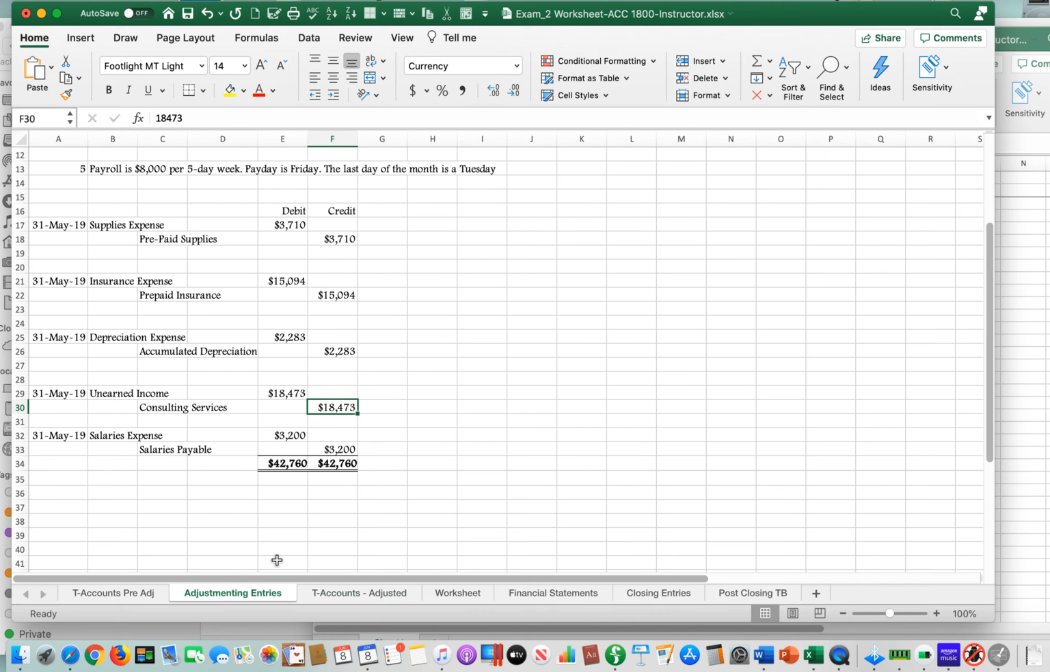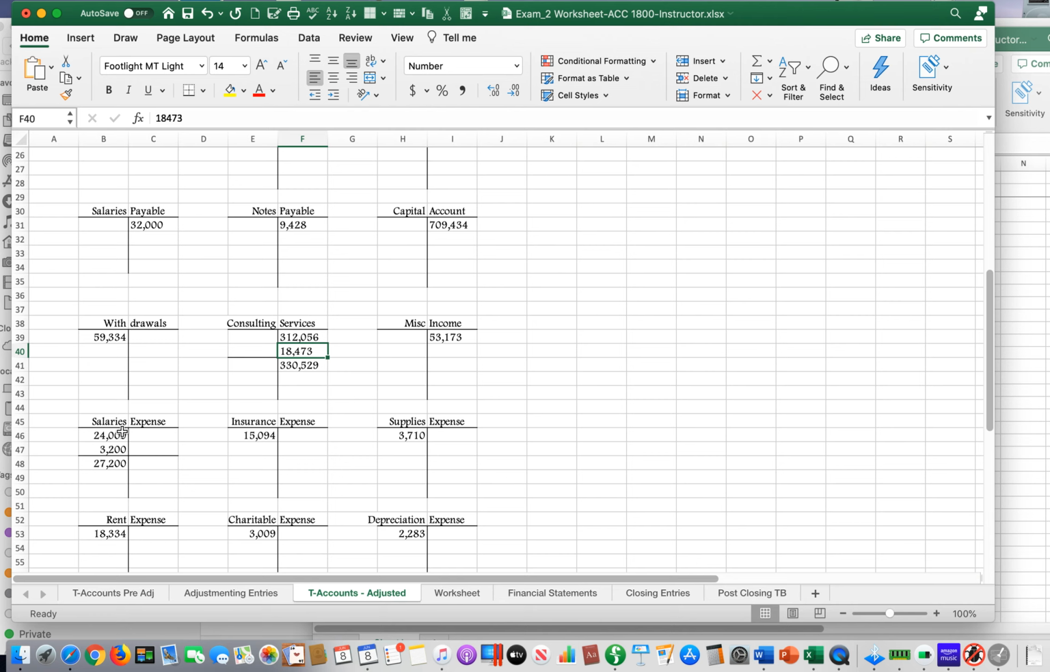And lastly, we have our salaries expense that was earned or incurred in May, $3,200. Debit to salaries expense. So you see that here, $3,200. So far, of course, during the month, $24,000 worth of salaries expense was incurred and paid. But now, this $3,200 was not paid. So it's owed, and you go up here.